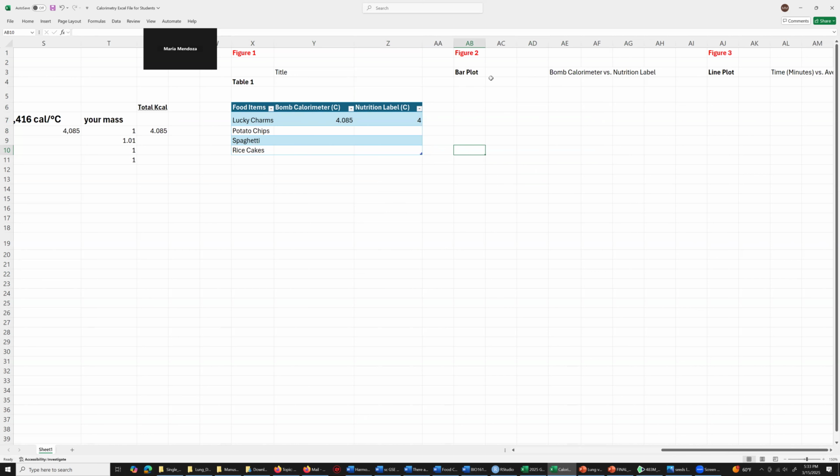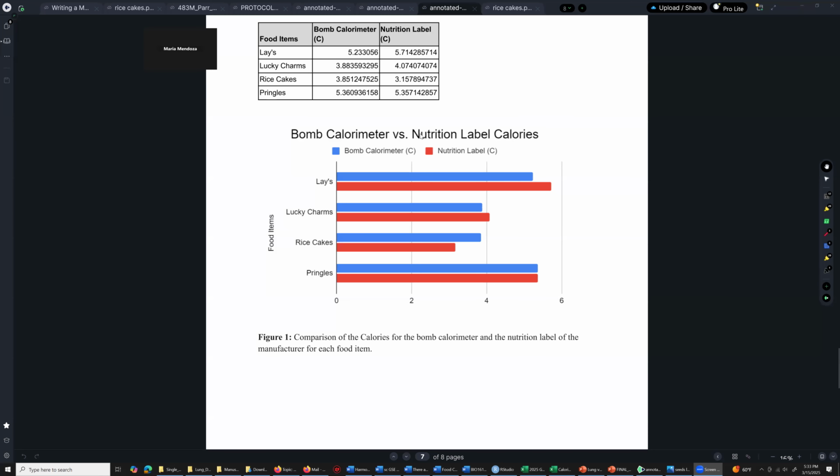And then for figure two, it's going to be a bar plot, and it's going to be BOM calorimeter versus nutrition label. So that's going to be a bar plot. Let me show you what it should look like. Okay, so the BOM calorimeter versus nutrition label calories. You can give it whatever title you want, but basically this is a bar plot.